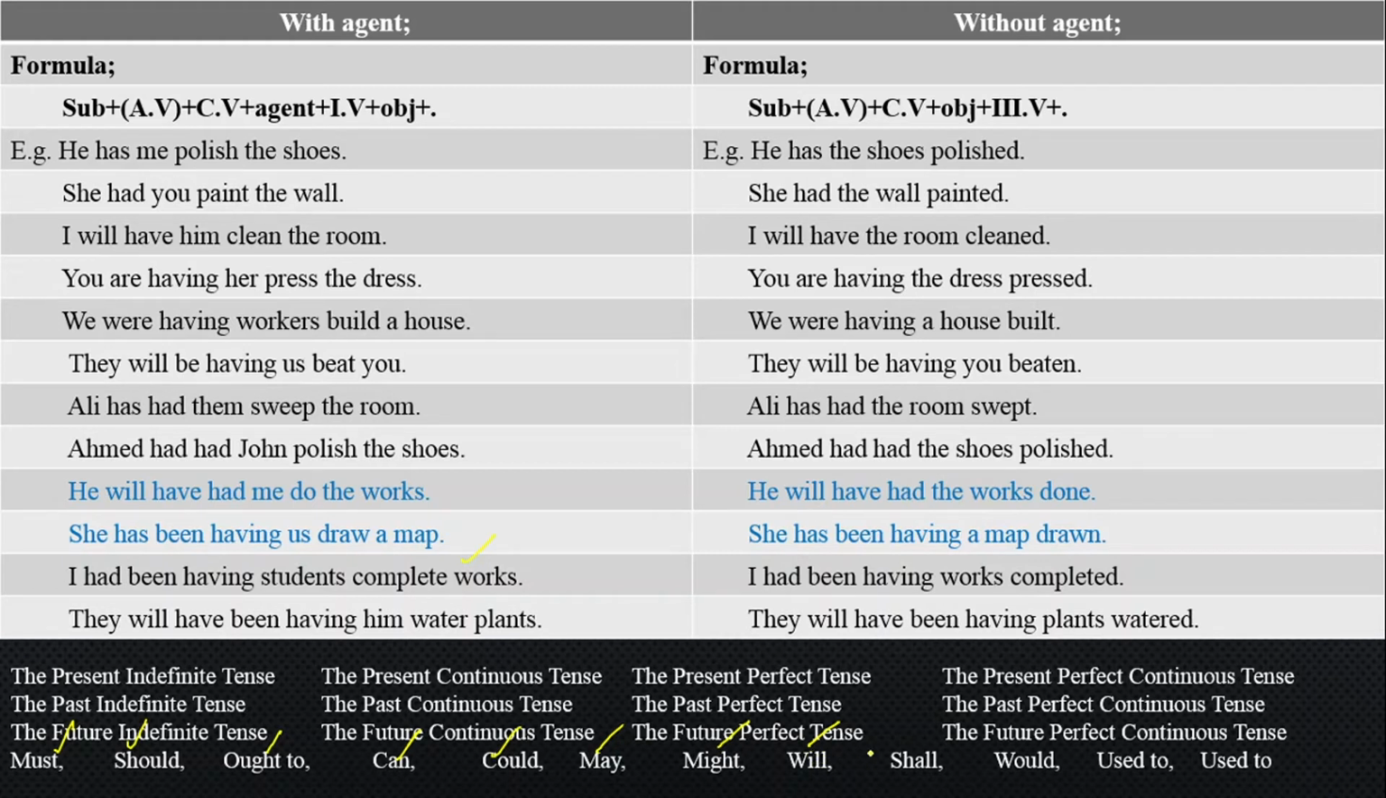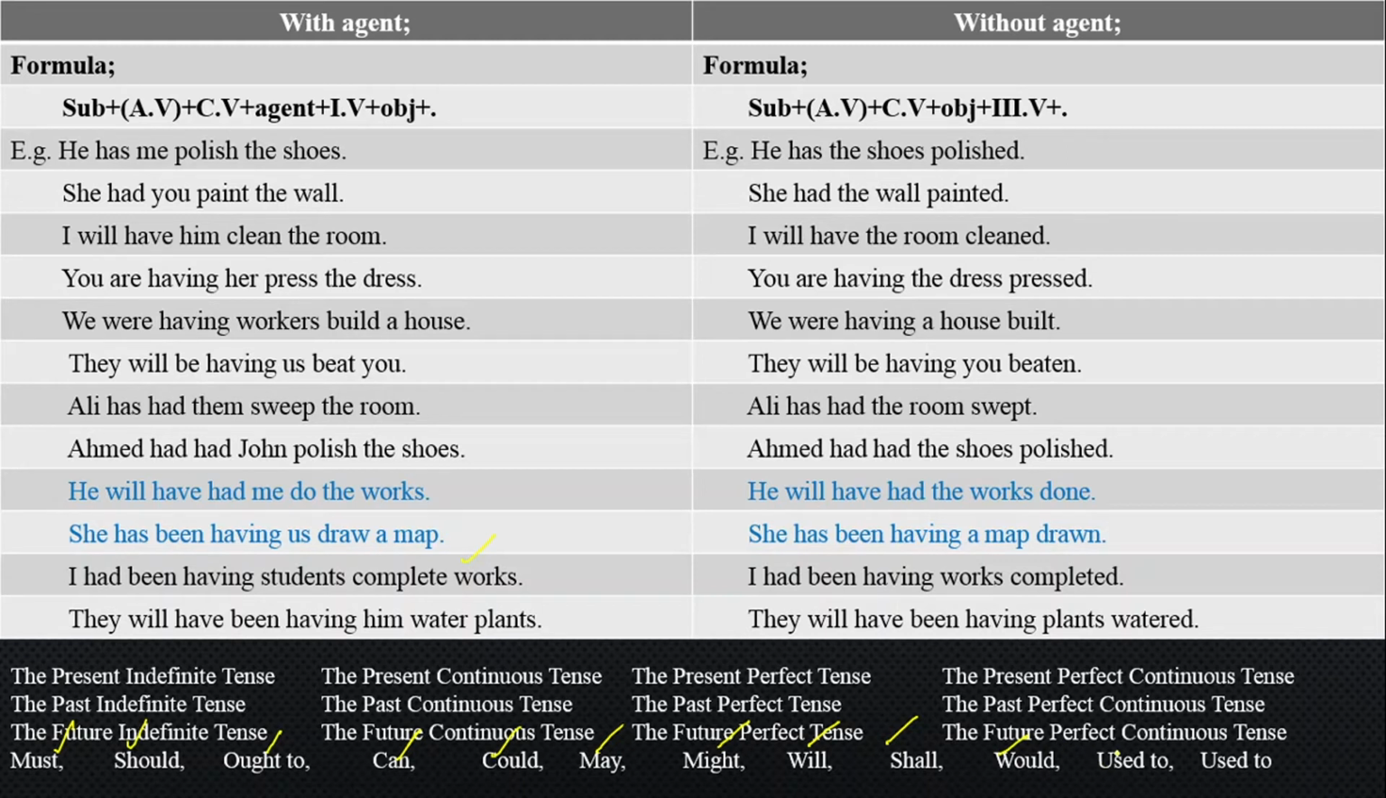I shall have students complete works. I shall not have students complete works. Shall I have students complete works? Shall I not have students complete works? Shan't I have students complete works? I would have students complete works. I would not have students complete works. Would I have students complete works? Would I not have students complete works? Wouldn't I have students complete works?